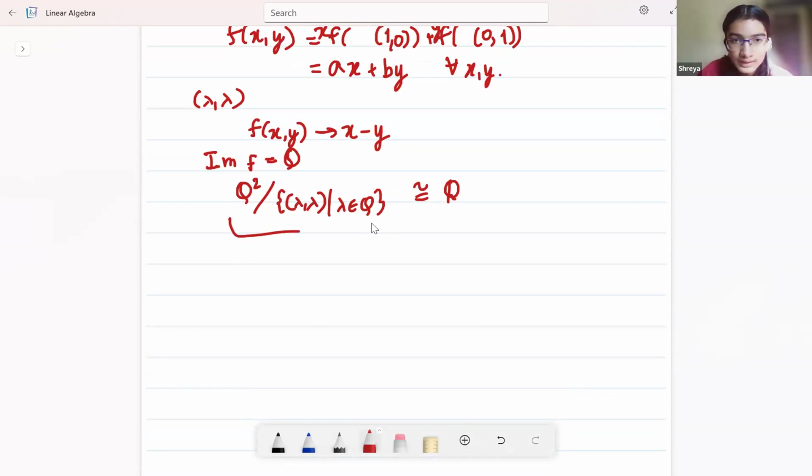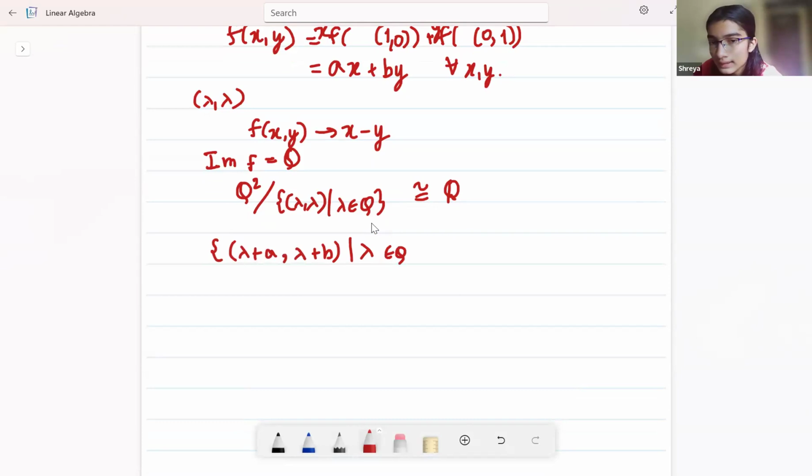Okay, so first of all, what do all the elements in this set look like? Like I told you earlier, they are all of the form lambda minus the set of all lambda plus a times lambda plus b. So that lambda is varying over all rationals, and a and b are fixed. This is just how an element of this thing looks.